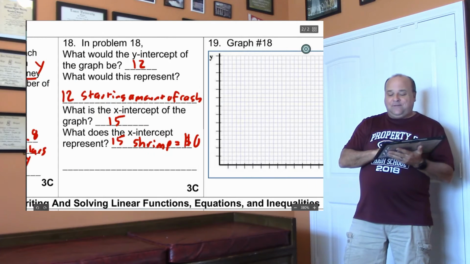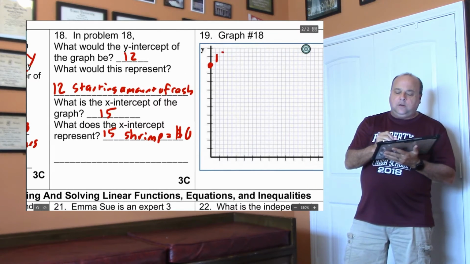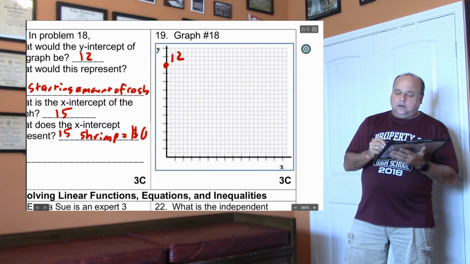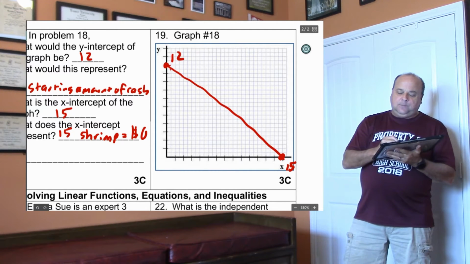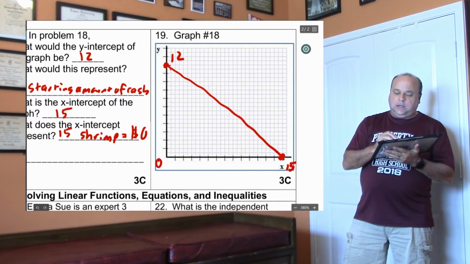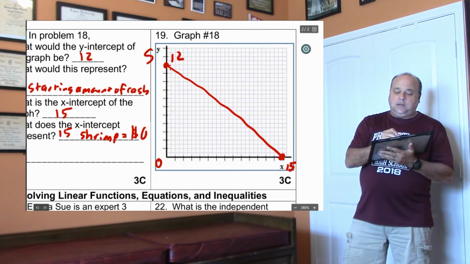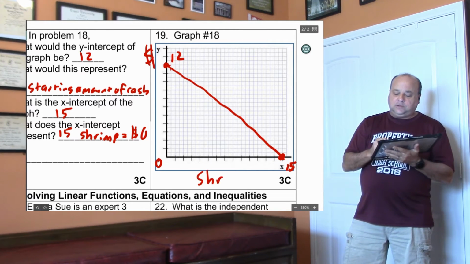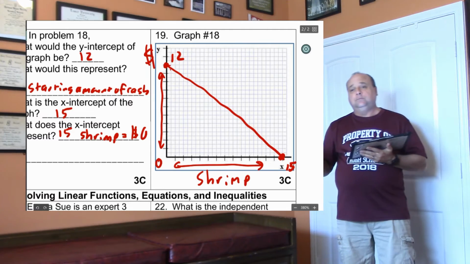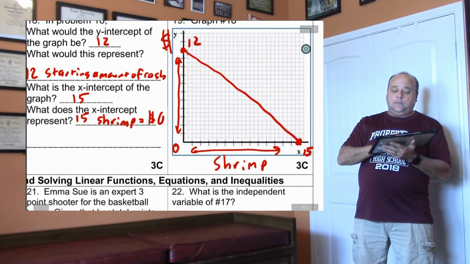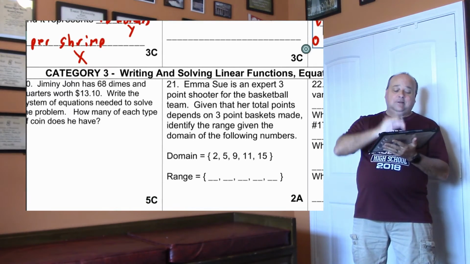Okay, now then you would graph this. You would put 12 up here. You would put 15 down here. And then you would connect the dots and put 0 right here. So your y's would be dollars. Your x would be shrimp. And this right here would be your domain. And this right here would be your range, wouldn't it? So you would be able to graph your domain and range. Not going to do that for you.